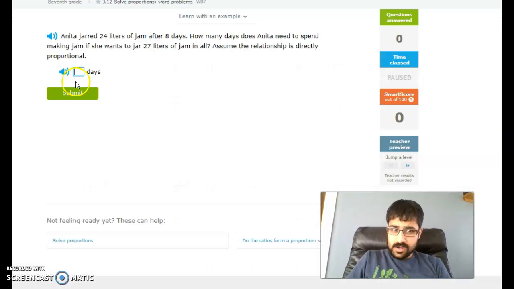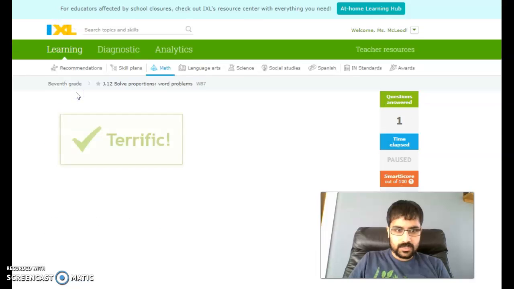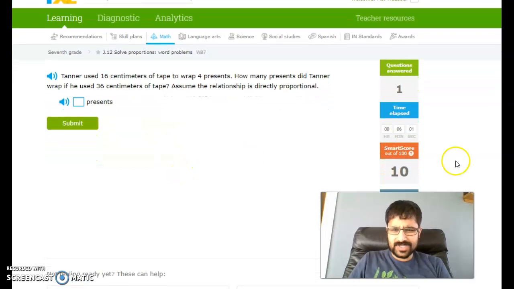Now that took a little bit longer, which is why I think a lot of people get frustrated at these problems, but let's see what this correct answer does to our smart score. It's already a 10. We'll get this done in no time at all.